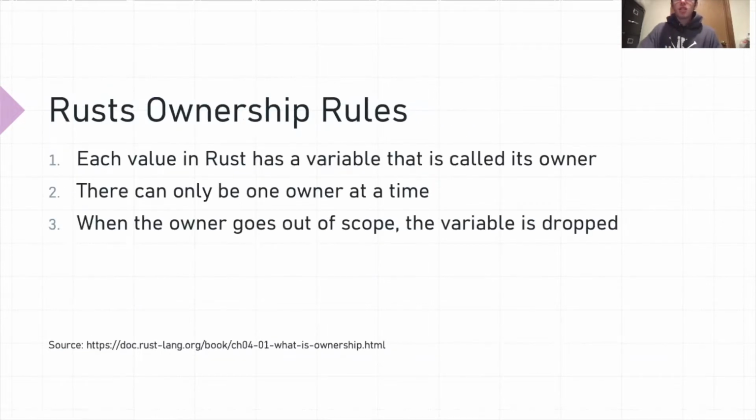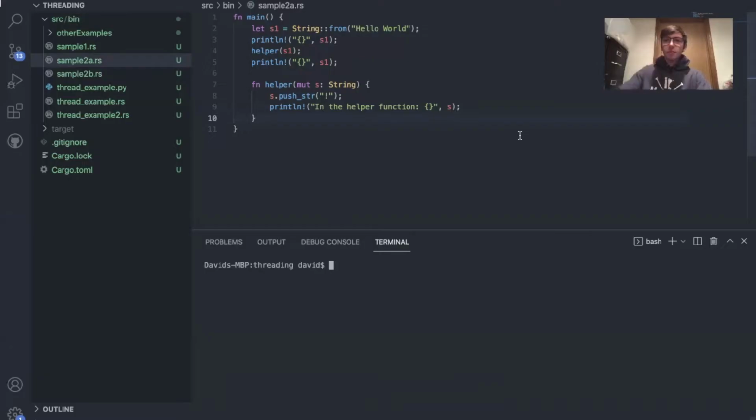So Rust's 3 ownership rules are as follows. This is pulled straight from their documentation. The first is that each value in Rust has a variable, and that's called its owner. A value can only have one owner at a time. And then finally, when the owner goes out of scope, the variable is dropped. And so what we're going to do for the rest of the video is look at how that works and how it helps with concurrency.